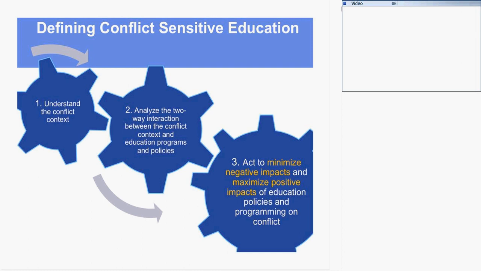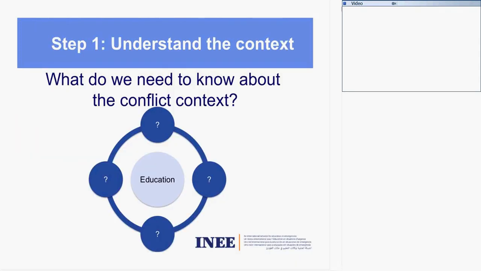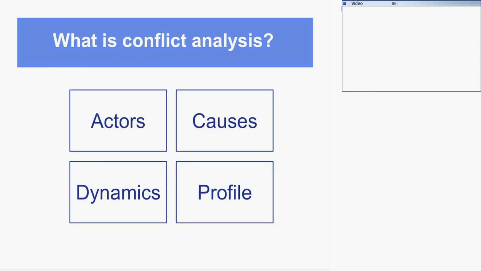Okay, now let's look at each of these steps in detail. Step 1 is to understand the conflict context. What do we need to know about the conflict context in order to inform the way that we design our education program? What questions might we want to ask if we wanted to gather this information? Actors, dynamics, profiles, and causes. These are the questions we refer to generally as the conflict analysis.